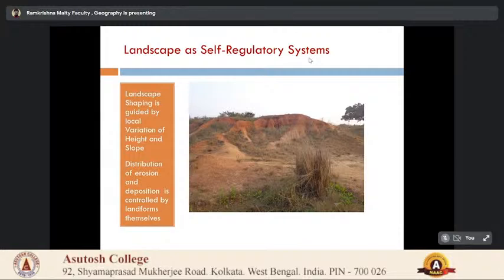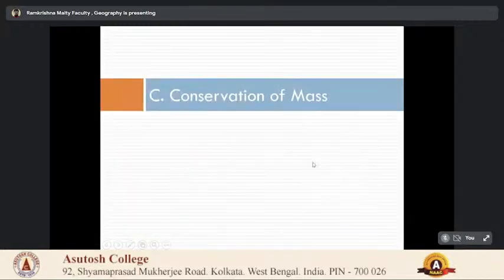I think this is clear to you. Intensity of process is controlled by the distribution of height and slope. Yes. So far we understood process controls the landscape. Now we will see how far the process is controlled by the distribution of height and slope, or process is controlled by the character of landscape. Okay?